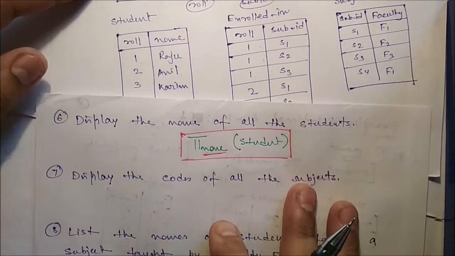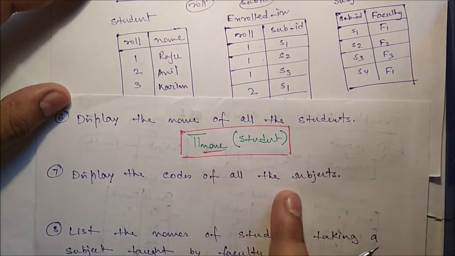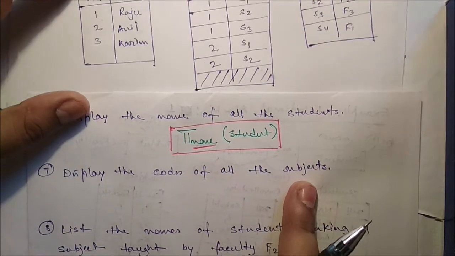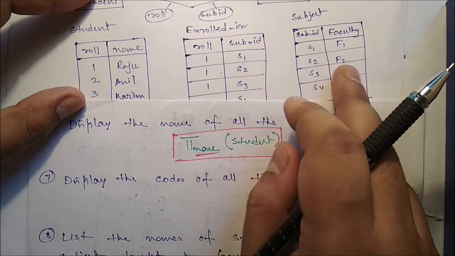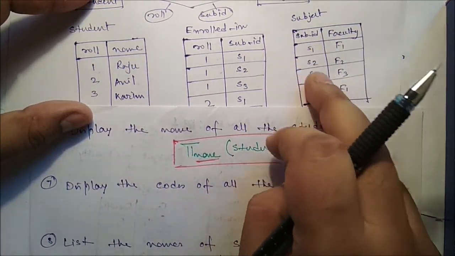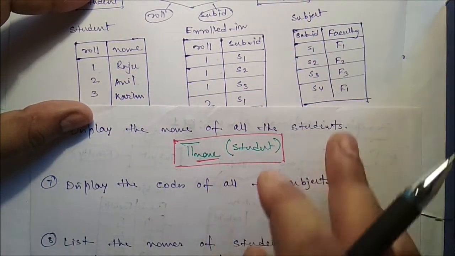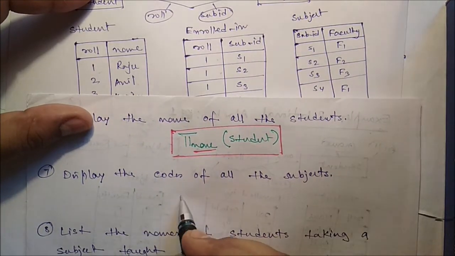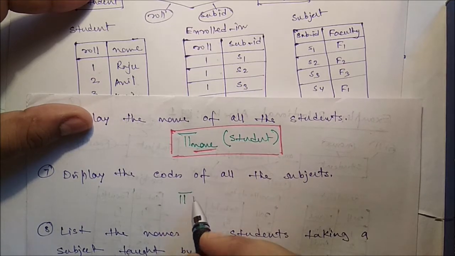The next query is: display the codes of all the subjects. How do we get the codes? You have to access the subject table, and from here we can identify the subject code. It's very simple, you only have to access the subject table. So here we write that we need only the subject ID.